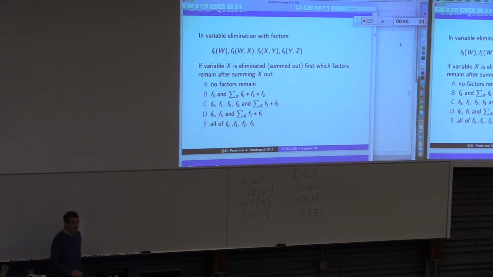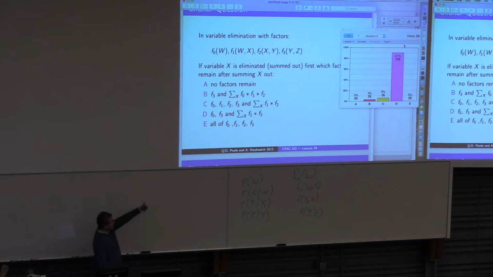Okay, anyone need more time? Let's stop. 3, 2, 1, we'll stop. Yes. Yay, everyone, people know how it works. Good. So if you know this, you know how variable elimination works, right? Most people do. Few people are still unsure.